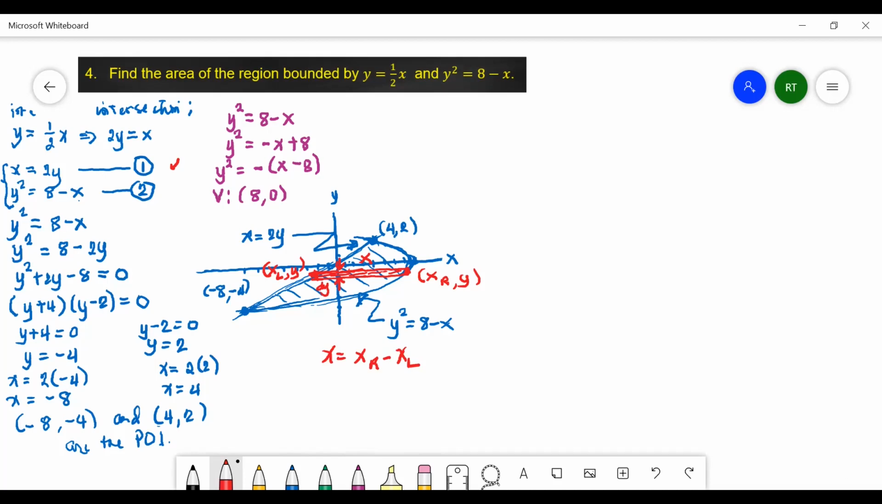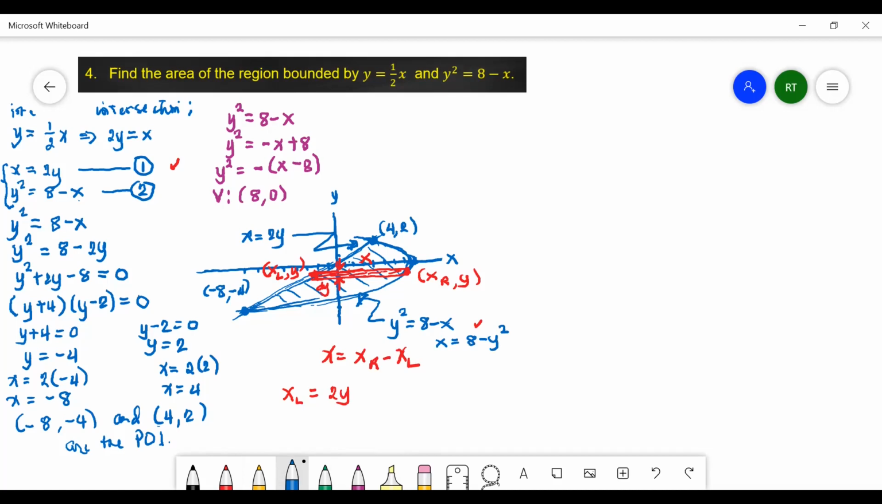Now what is x_L? Of course, x_L is based on the equation of the straight line. So the straight line is x is equal to 2y, therefore x_L is equal to 2y. On the other hand, if we have the equation of the parabola, y squared is equal to 8 minus x, if we will solve for x, x is equal to 8 minus y squared.